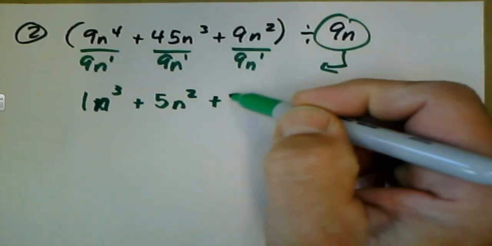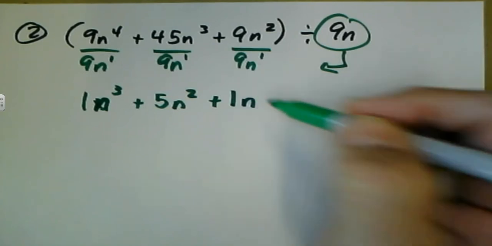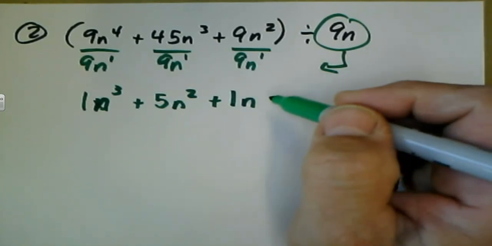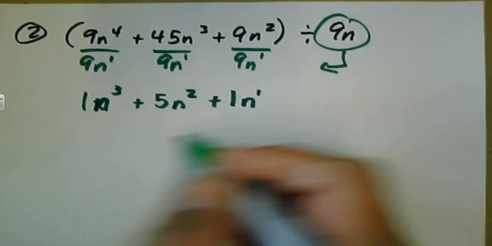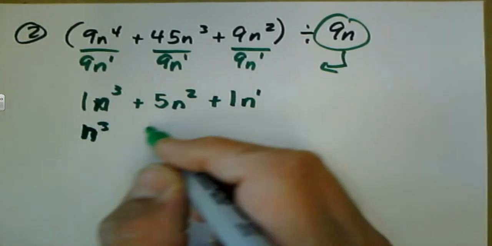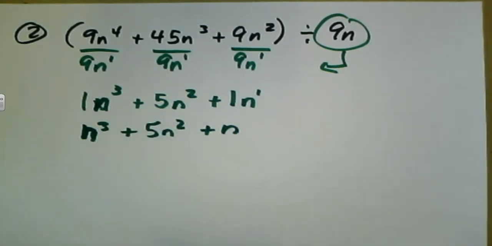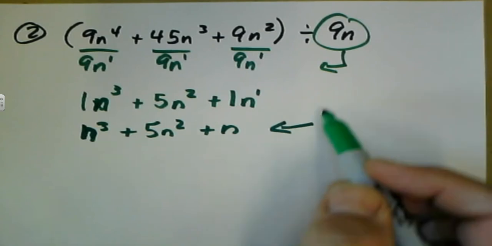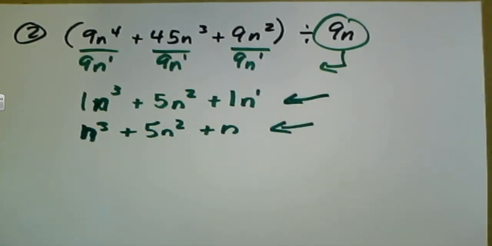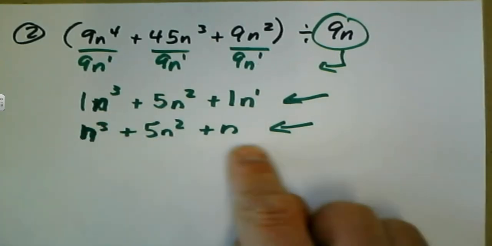You're dividing the coefficients. You are subtracting the exponents. 9 divided by 9, again, is that 1. 2 minus 1. Your exponents get subtracted. It's just 1. How is it going to look on your answer sheet? It's going to look like n to the 3rd plus 5n to the 2nd plus n. That's what it's going to look like. This is going to be on your answer sheet. This is acceptable. Ones don't show up. None of those little ones will ever show up on your answer sheet.